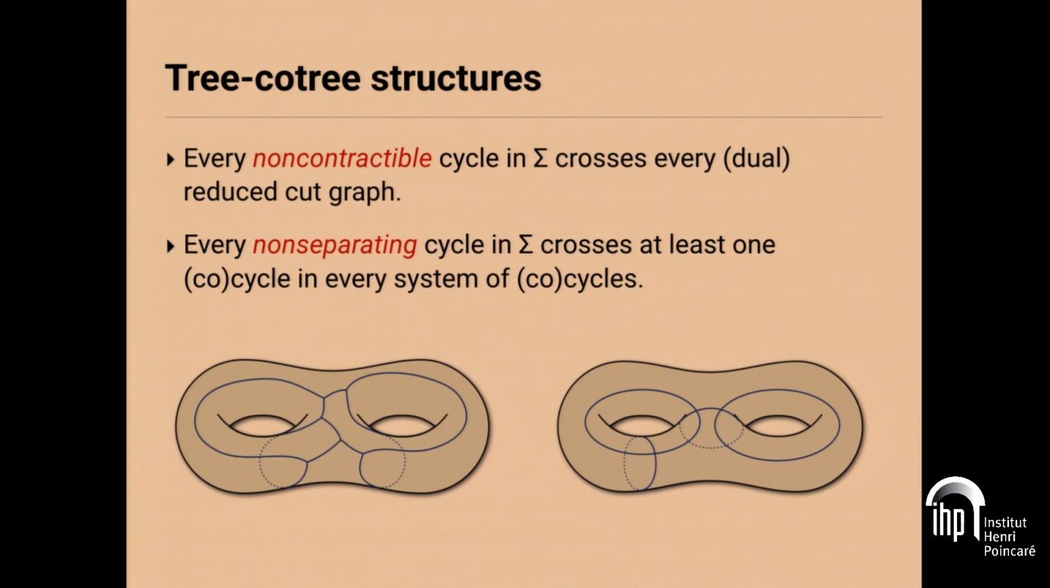On the other hand, if I want to do something weaker and just think about non-separating cycles, then this is the same as having non-trivial homology, and so every cycle that has non-trivial homology must cross at least one cycle in any homology basis, or at least one cocycle in any cohomology basis. And so any non-separating cycle must cross at least one of this system of cycles at least once. Okay. And these are the two main properties that we're going to eventually use in our algorithm.